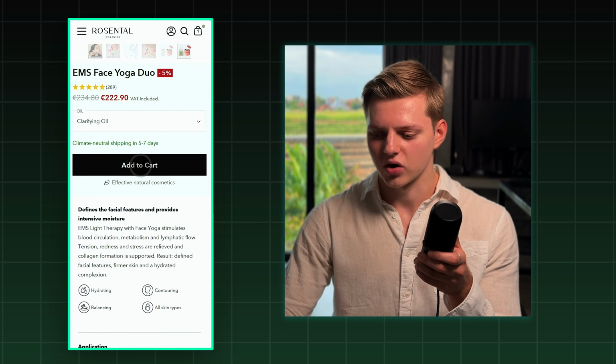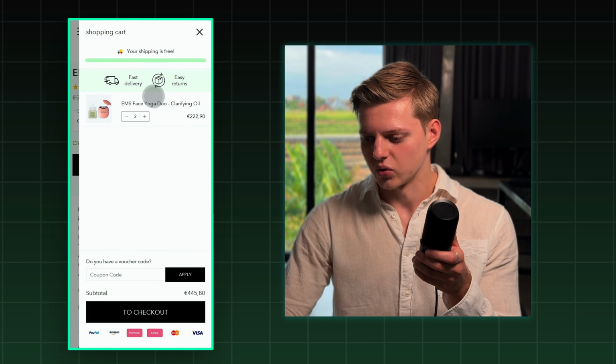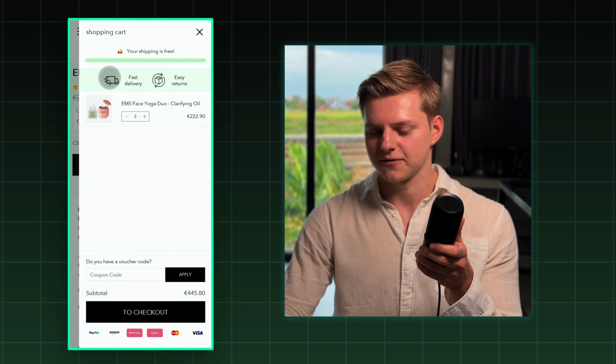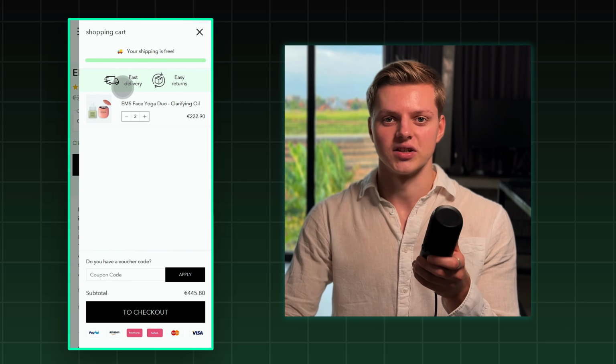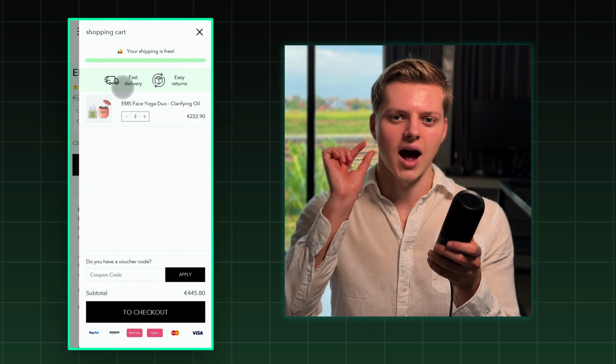But if you add to cart, you will see they have a bar which says fast delivery, which is worthless. You have to state how fast it is. Fast delivery is pretty meaningless. And then they have easy returns. So apparently they have a really good return policy, but they just say easy returns, which creates cognitive friction, because now what do they mean by easy returns?